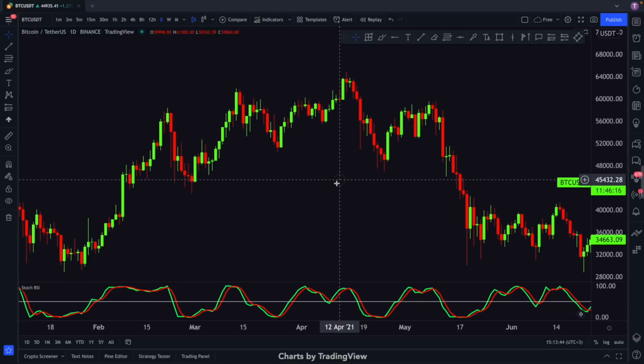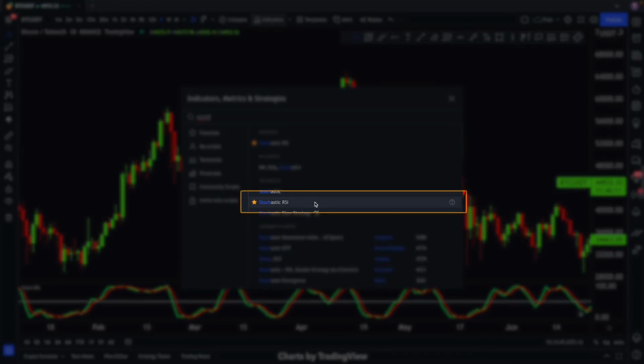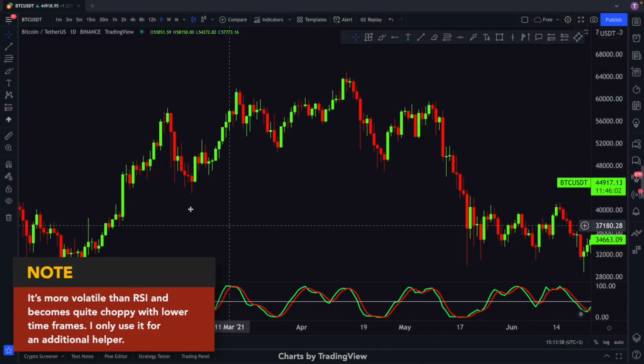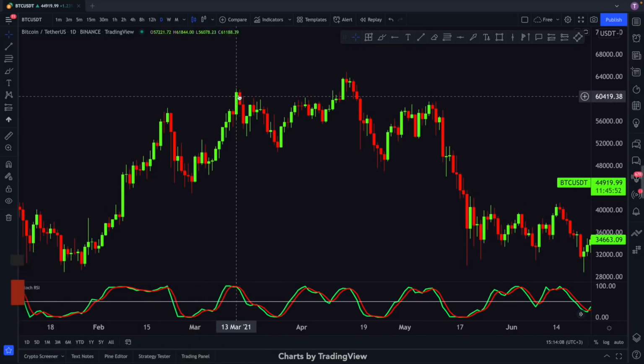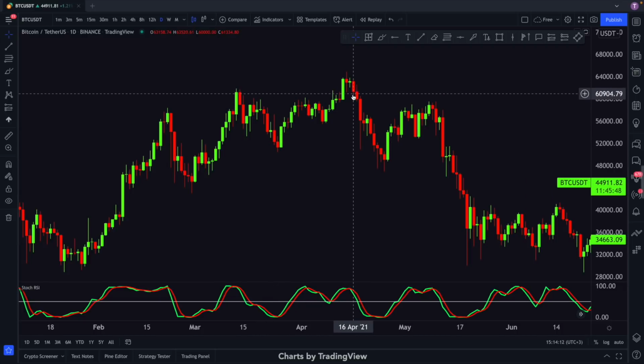Third indicator that I like is the Stoch RSI indicator. This indicator was created out of the RSI value. Warning, it's more volatile than RSI and becomes quite choppy with lower time frames. However, I noticed that before entering a trade, short or long, this TradingView indicator helps me to give my final decisions, which I will talk about soon.